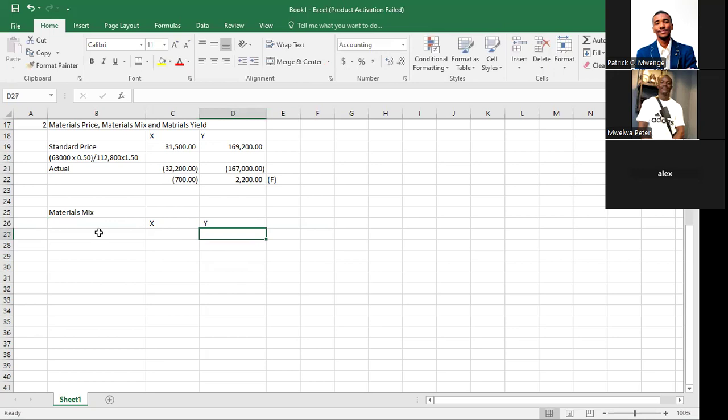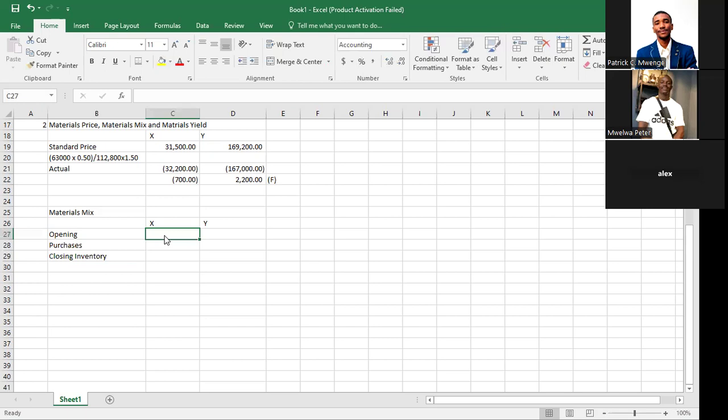So for X and for Y, we need to first say, what was the opening inventory that we had? What were the purchases? What did you purchase? And after we add what we purchased, we ask ourselves, what were the closing inventories? What did we have at the end of the period? So we deduct the closing inventory, and then we're going to have the amount of usage for X and Y. So what was the opening inventory for X? Alex, you can help us with X. Peter, you can help us with Y. So the opening inventory is what?